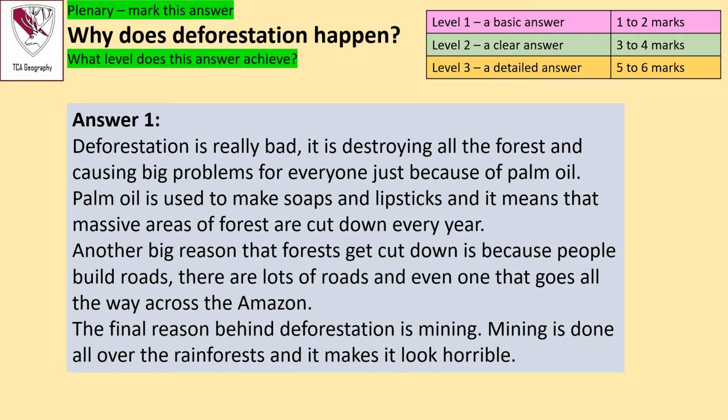Deforestation is really bad. It's destroying all the forest and causing big problems for everyone just because of palm oil. Palm oil is used to make soaps and lipsticks, and it means that massive areas of forest are cut down every year. Another big reason that forests get cut down is because people build roads. There are lots of roads, and even one that goes all the way across the Amazon. The final reason behind deforestation is mining. Mining is done all over the rainforest, and it makes it look horrible.